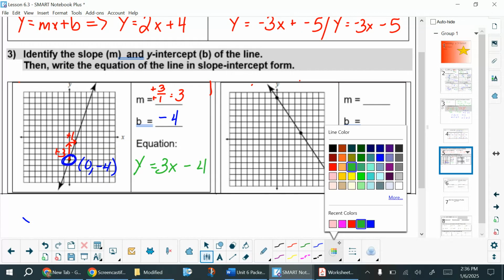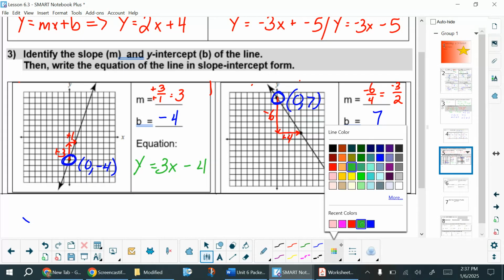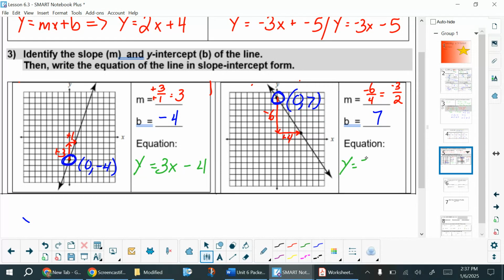For the next one, we'll do the exact same thing. You could pause the video here if you want and try that one before we start. My rise and my run on my graph look like we have negative 6 and a positive 4. Here we do need to simplify, so we can divide both of those by 2 and get negative 3 divided by 2. My graph crosses the y-axis at this point here, 0, 7, which means my b value is 7. And so my equation, I've got y equals negative 3 halves x plus 7.